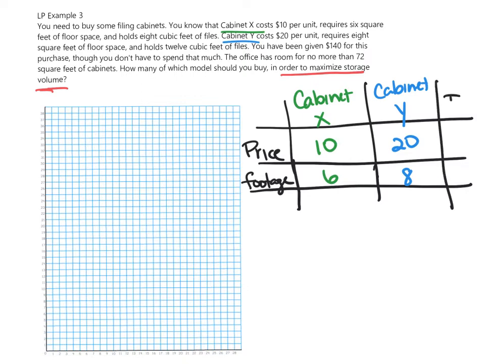Now, for your price, you have to spend less than $140. You can't spend more than that. And the office only has room for 72 square feet of actual cabinets. So our objective here, Z, we want to maximize the storage volume. Cabinet X holds 8 cubic feet of files, so that'll be 8X plus, and cabinet Y holds 12 cubic feet of files, 12Y.